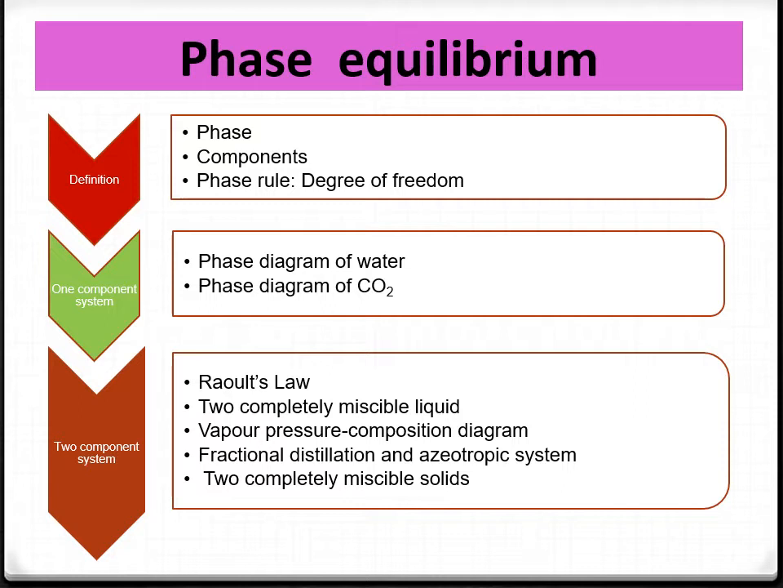First, the one component system, which contains the phase diagram of water and carbon dioxide, and the second system will be the two component system, which we will learn about Raoult's law, two completely miscible liquids, vapor pressure, composition diagram, fractional distillation and azeotropic system, and two completely miscible solids.